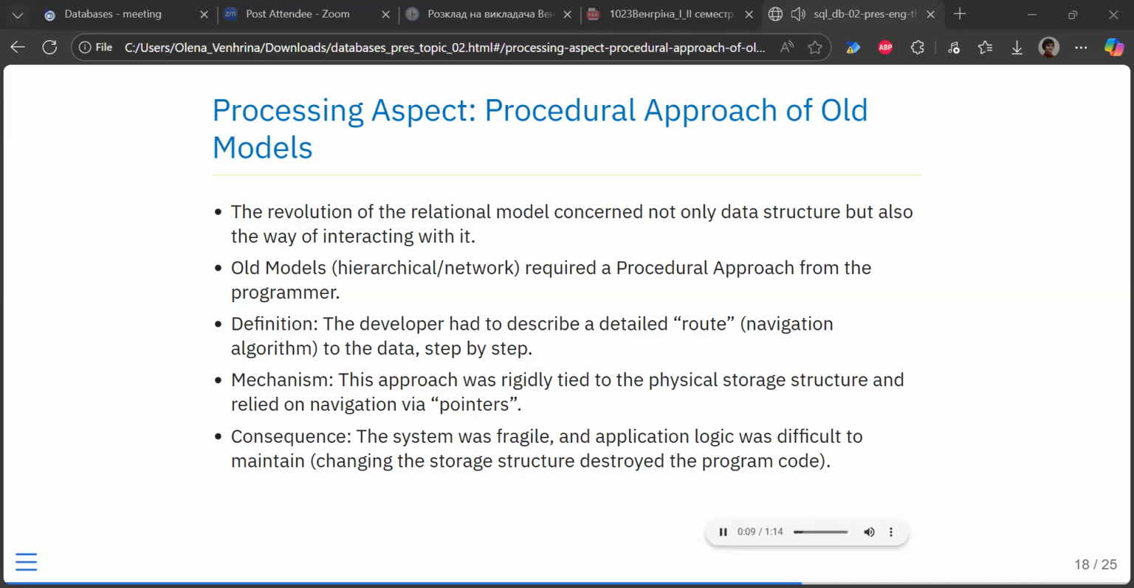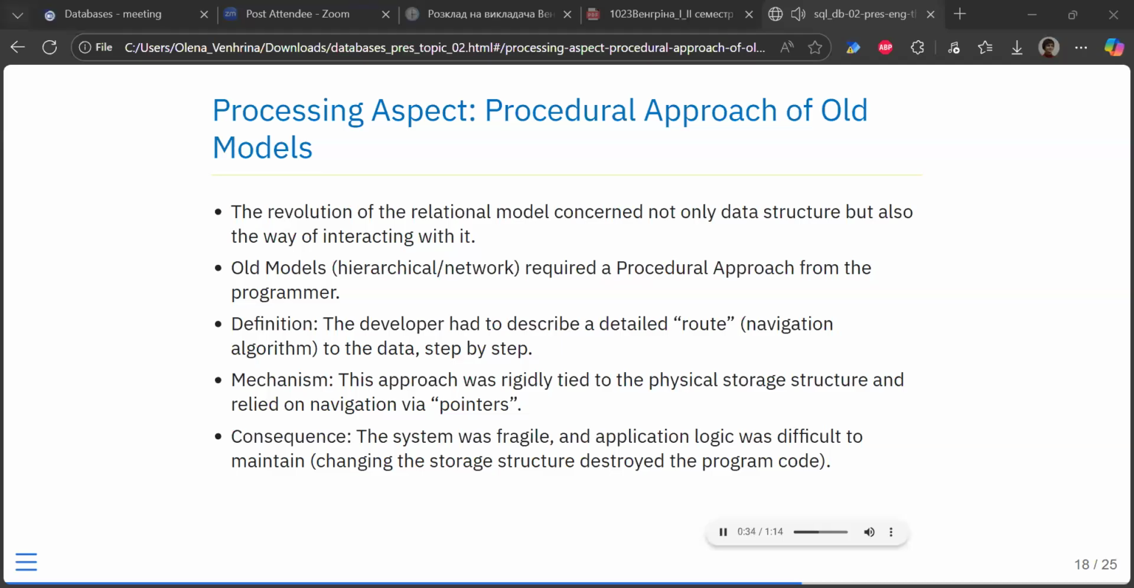The revolution brought about by CODD was not just in organizing data into tables. It fundamentally changed the approach to interacting with data. To understand the importance of this, let's look at how it worked before. Previous hierarchical and network models required a so-called procedural approach from the programmer. This means that the programmer had to write a detailed step-by-step algorithm, a real route to the data.